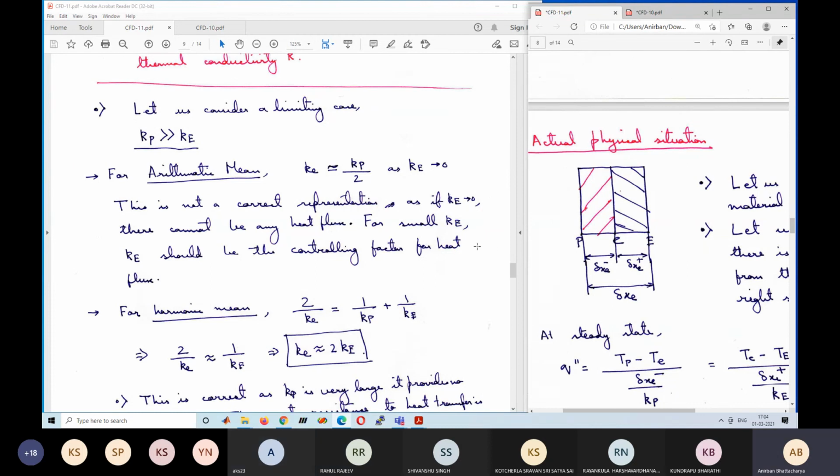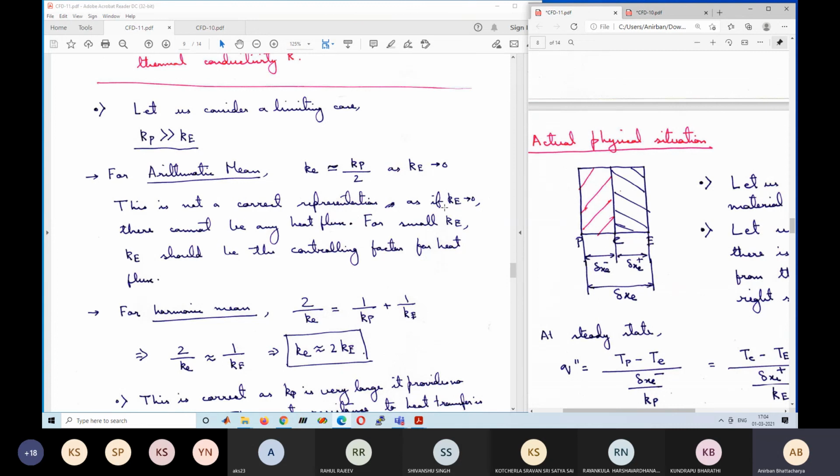Yes, sir. Okay. So then, our approximation, the arithmetic mean, says that conductivity is Kp by 2, which is a very large value. If it is aluminum, Kp of aluminum is very large, so Kp by 2 is also a very large value. It means that the heat flux we will get based on this assumption will be very large, which will not be correct, right?